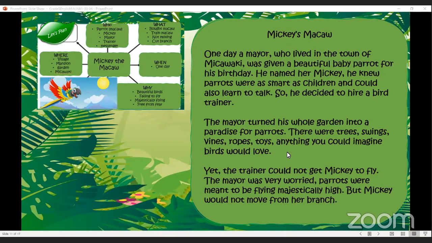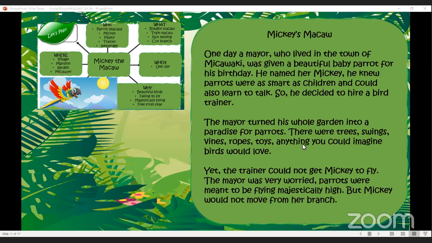Because this is the example, why I'm telling, yes, exactly, Nia, Mickey the Macaw. And the reason why there's a mistake there is to show you how important it is to proofread and edit your work afterwards. Because we all make mistakes when we're getting excited to write. Okay. So who is in the story?